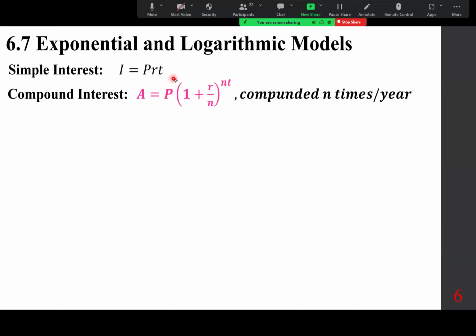If it's compounded, then the amount in one shot we can find as P times 1 plus r over n to the power of nt, where P is the same principal, r is the same rate, t is the same time in years, and n is the number of compounding periods that take place per year.